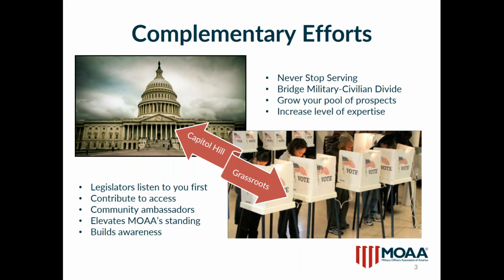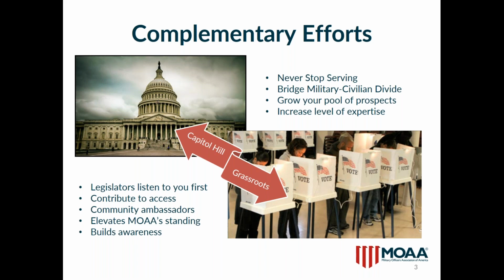If you are talking to your legislators, as you know, not many of them have served in Congress, a very small percentage. So if you can talk to them and let them know that you have that military background and have some experience and expertise in some of these issues that they may need to address in their official capacity, you can help bridge that divide and help educate them in terms of what would help military families. It can help you grow your pool of prospects. The more folks that you interact with, the more that you're out there, the more people are knowledgeable about MOAA and what we do, and more likely to come join us.